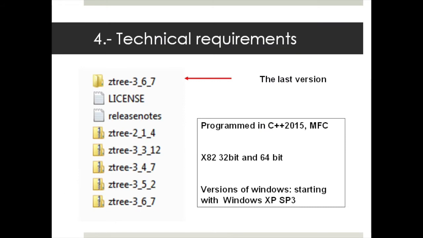At this moment, the latest version of zTree is 3.6.7, and it was created in the summer of 2016. The applications are programmed in Visual C++. You can use both 32 and 64-bit versions of Windows, starting with Windows XP, the version XP3.